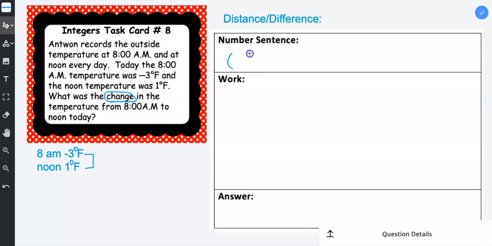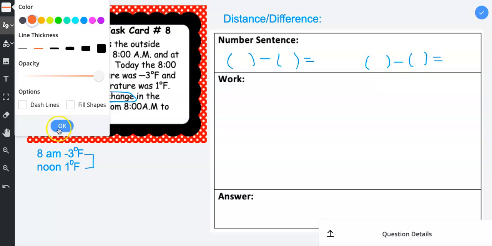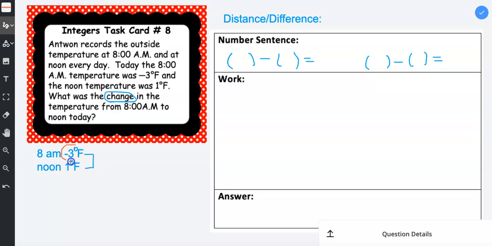I'm going to use parentheses, and then in between I'll have a subtraction sign, and I'm actually going to write two number sentences here. And then I'm going to grab a different color, and I'm going to show you that you could either start with -3 and then subtract the +1, or you could start with the +1 and subtract the -3.